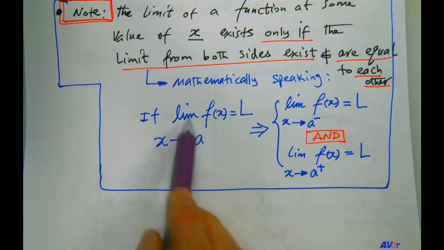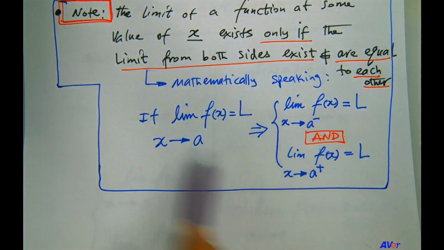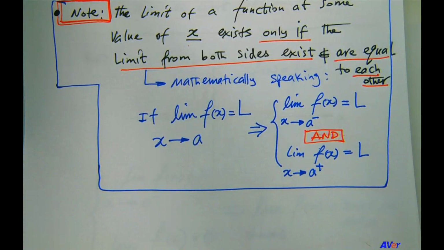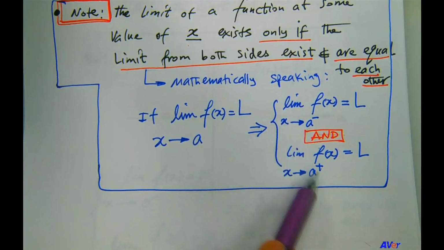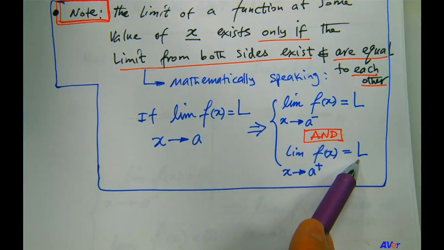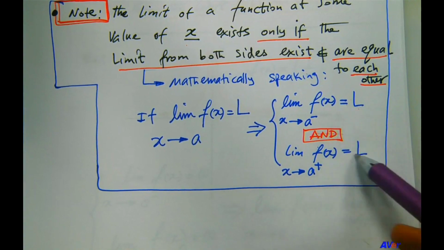So, that's the mathematical way of saying the same thing, right? The limit from the left and from the right are both equal to L. What happens if they're not equal? The limit does not exist. So let's look at an example of that case.